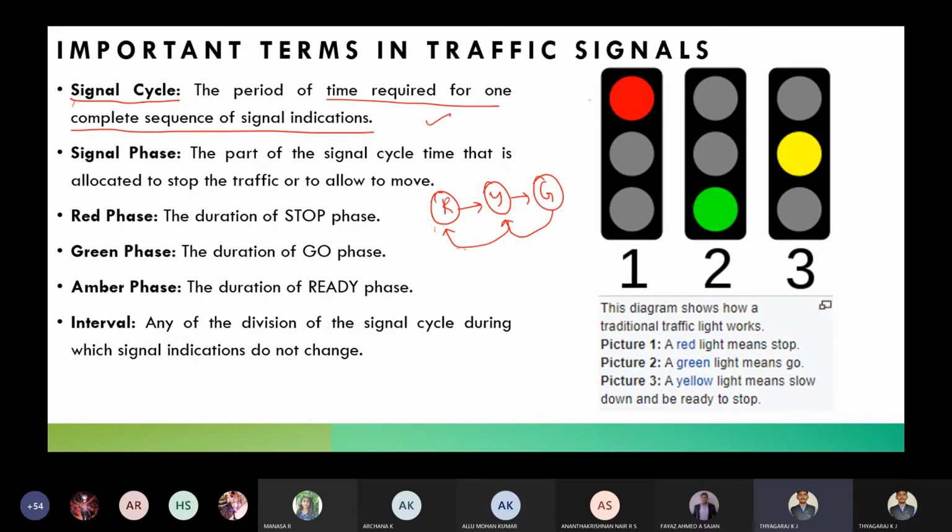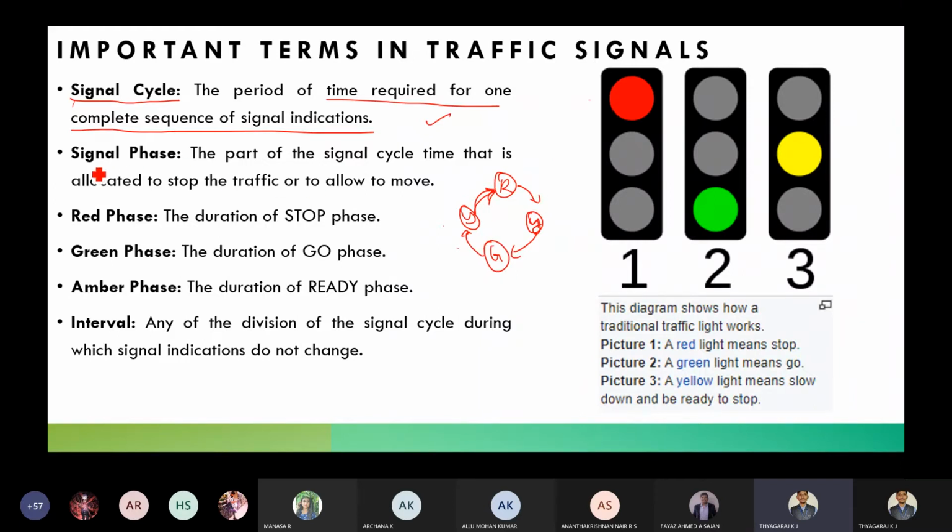Remember, signal cycle means the time required to complete one sequence. I will write it in a sequence diagram: red to yellow, yellow to green, green to yellow, and again yellow to red. You can observe this here. This complete cycle we call a signal cycle, the time required to complete the full cycle.